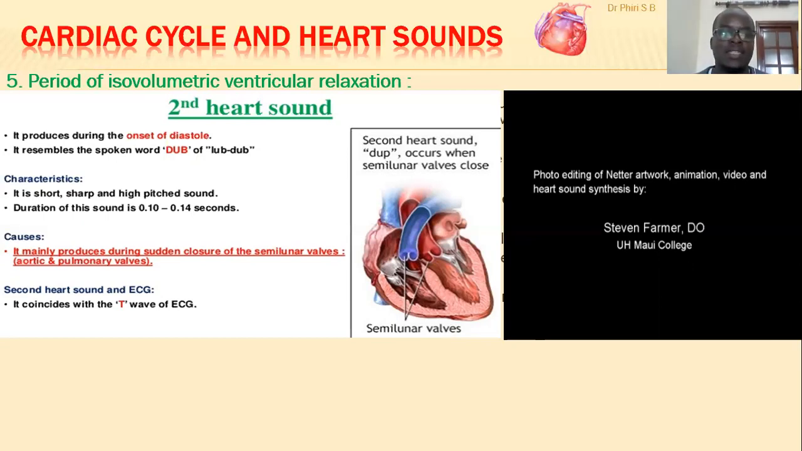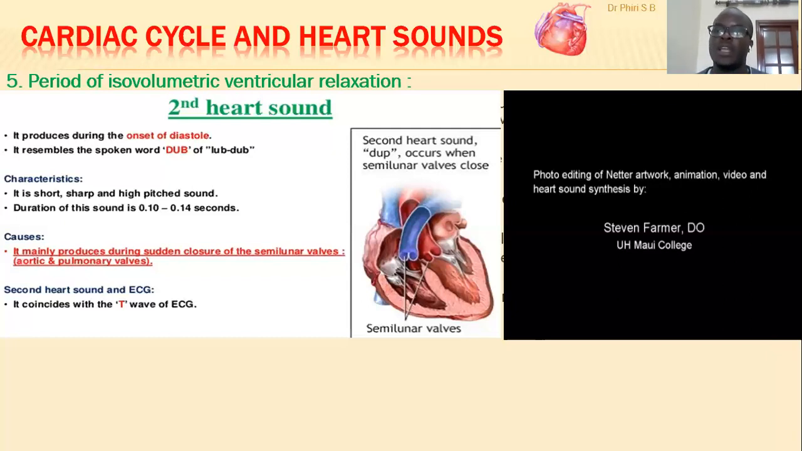Then because sometimes you have delay in the closure of the pulmonary semilunar valve, that will bring about splitting of the second heart sound. But just to note that the second heart sound is a short, sharp, high-pitched sound, which is different from the first heart sound, which is long, not sharp, and low-pitched. So the second heart sound is a short, sharp, high-pitched sound that is produced due to the closure of the semilunar valves. On the ECG, you will see it after the T wave.